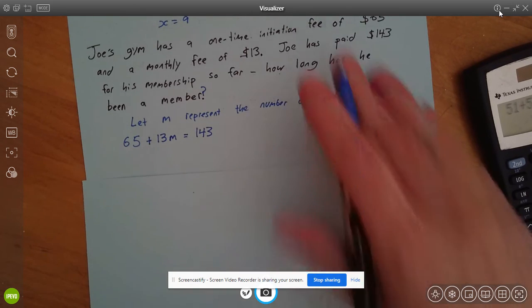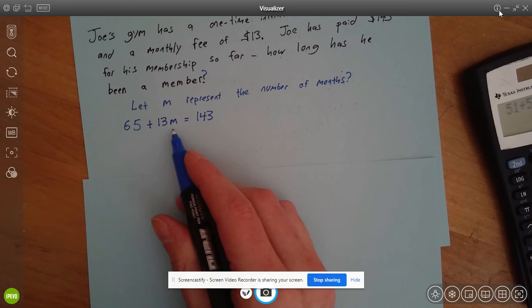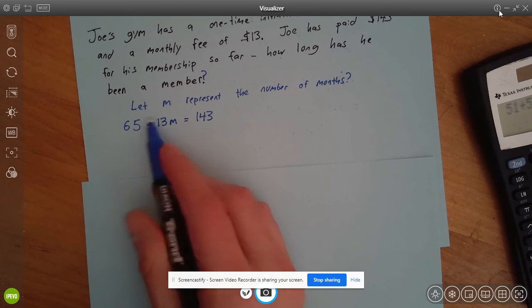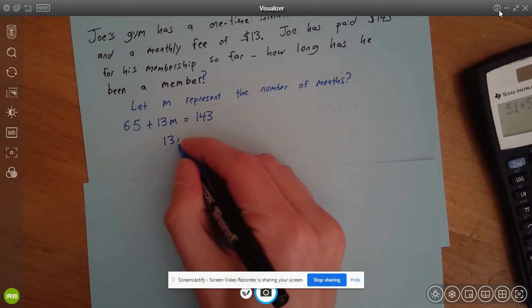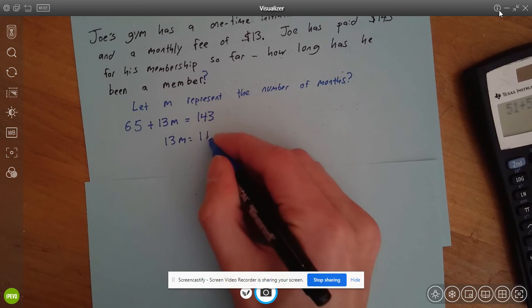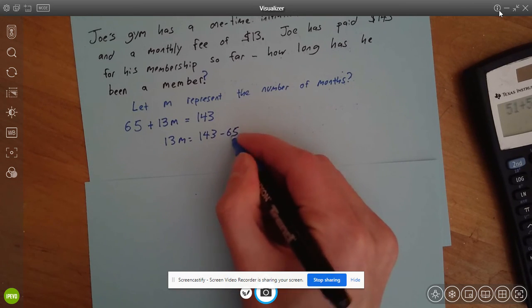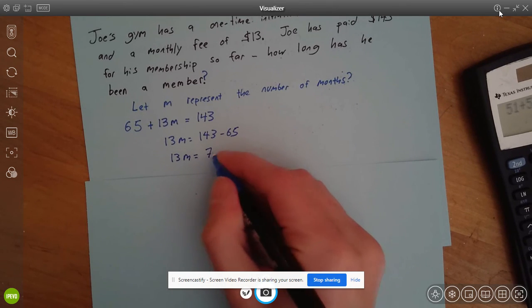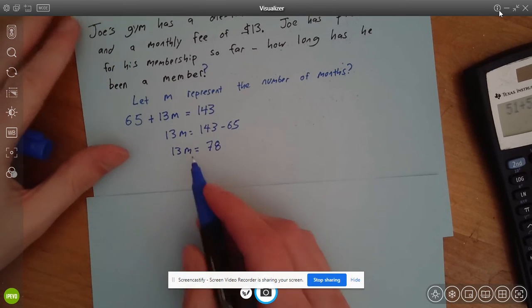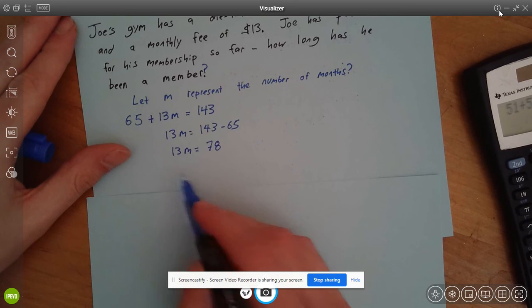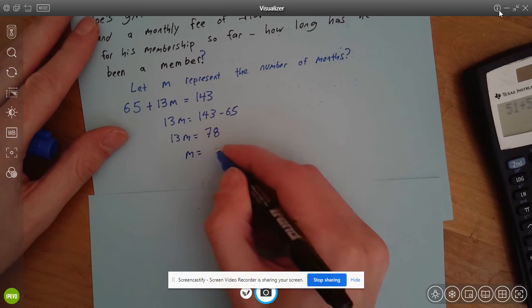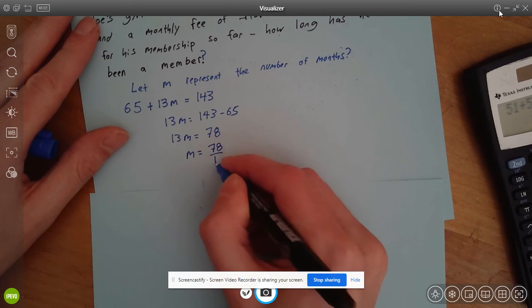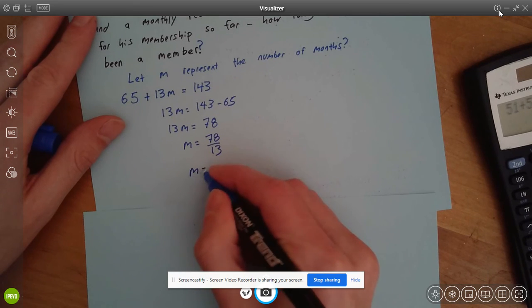Okay, so we can solve this equation. I want to isolate for M. So first I'm going to move the plus 65 onto the other side, so it becomes the opposite, a subtract 65. So I have 13M equals 78. I've got 13 times M, so to move the 13 to the other side, I need to divide the right-hand side by 13, so M equals 6.